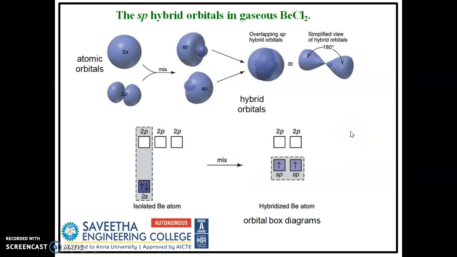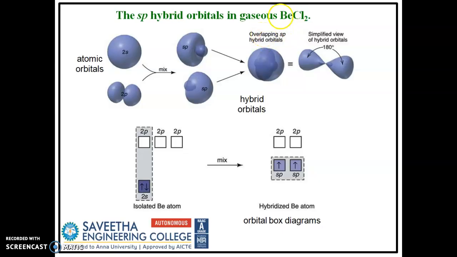Now we'll specifically go into sp hybridization. Here one s orbital and one p orbital mix to form two sp hybrid orbitals. They have 50% s character and 50% p character. The geometry of this hybridization is linear and the bond angle is 180 degrees.